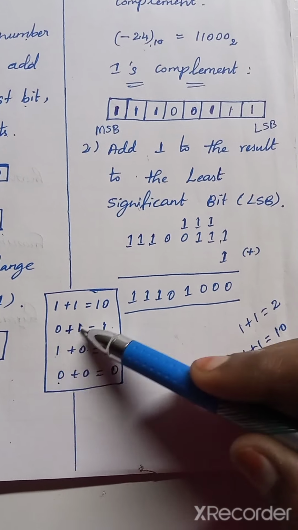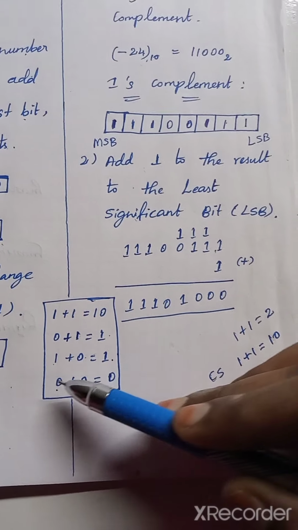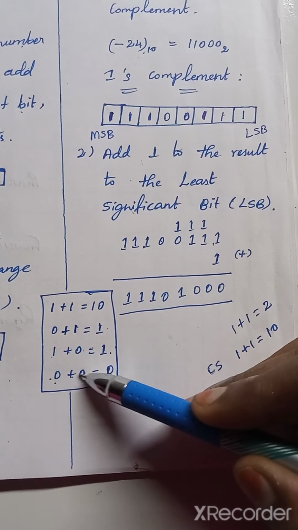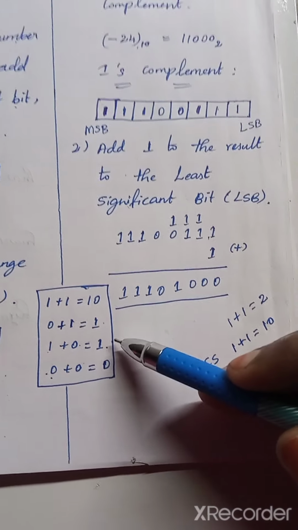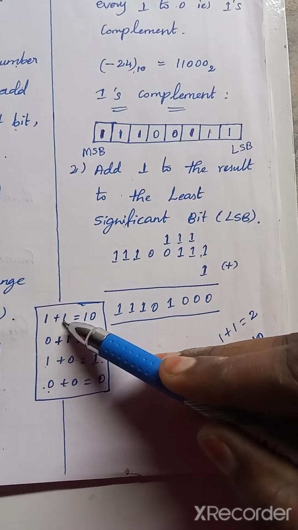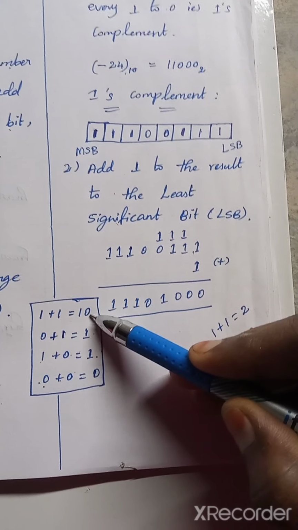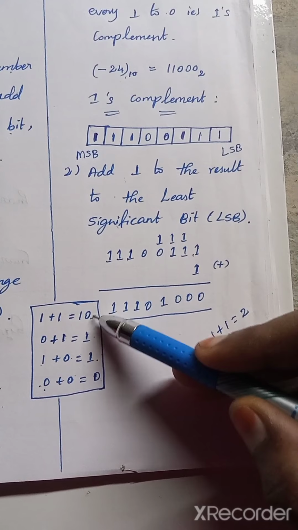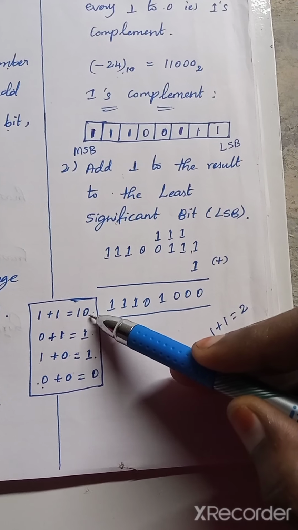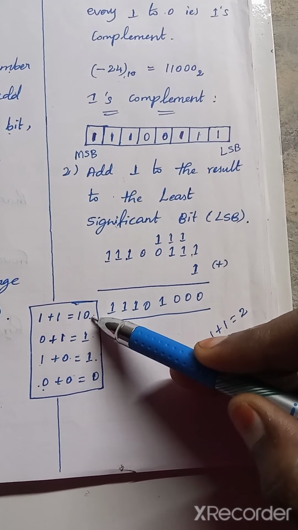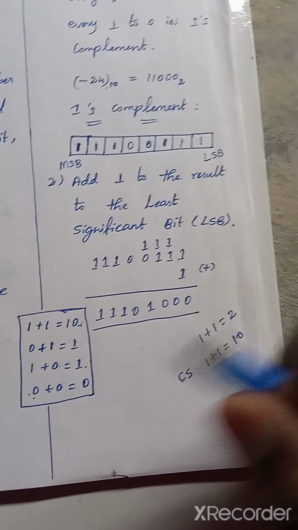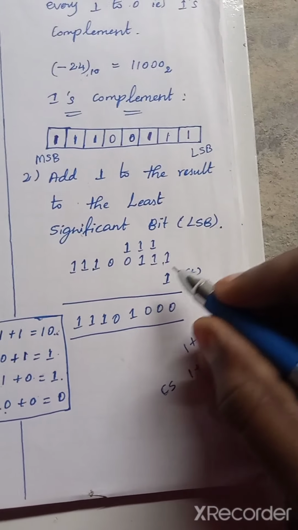Here we have only one 1, which means the answer is 1. Here we have two zeros, which means the answer is 0. But we have two 1s, which means the answer is 1 0. This is not ten. Okay, we don't call this ten. This is 1 0. Okay, now add these numbers.